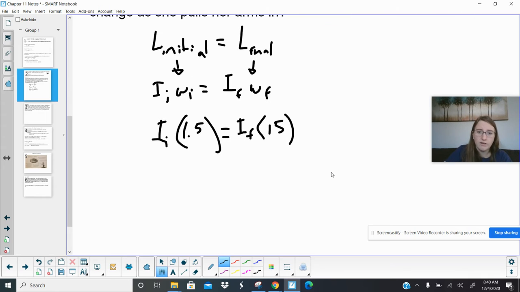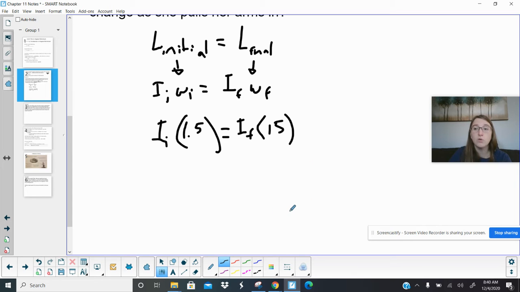So what we want to do here is compare the ratio of her inertias to the ratio of her angular speeds. Now, let's move this over so that we are comparing the final to the initial. We always want to do that. When we talk about how something changes, the final should be on top, the initial should be on bottom.